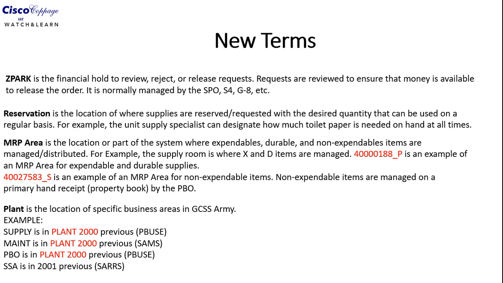The fourth new term that we will discuss is plant. Plant is the location of specific business areas in GCSS Army. For example, the supply is located in Plant 2000, which is previous PBIS. Maintenance is located in Plant 2000, previous SAMS. PBO is located in Plant 2000. The previous system they used is PBIS. The SSA is located in Plant 2001. Their previous system is SARS.